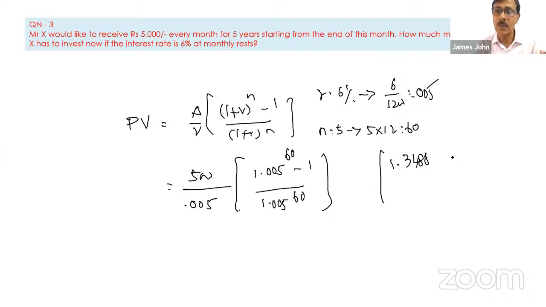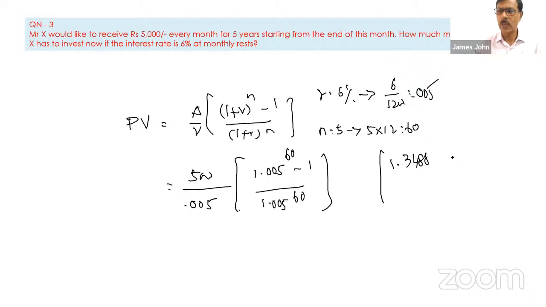Where did the 60 come from? It is 5 years here, so 5 into 12 is 60. So if you want the 60th power, the number should be 61 there. That is the thing you have to remember. Splitting 10 into 6 is also possible. But then what you have to do?